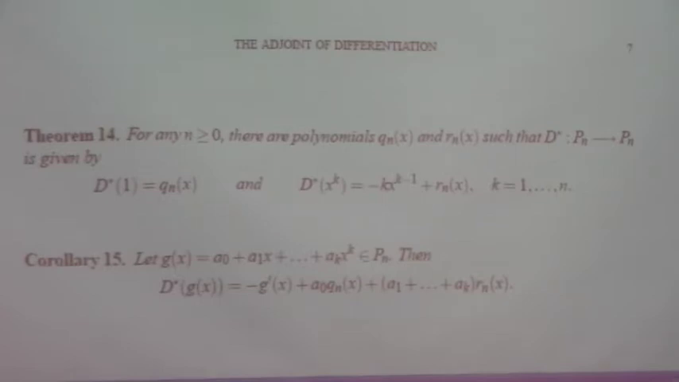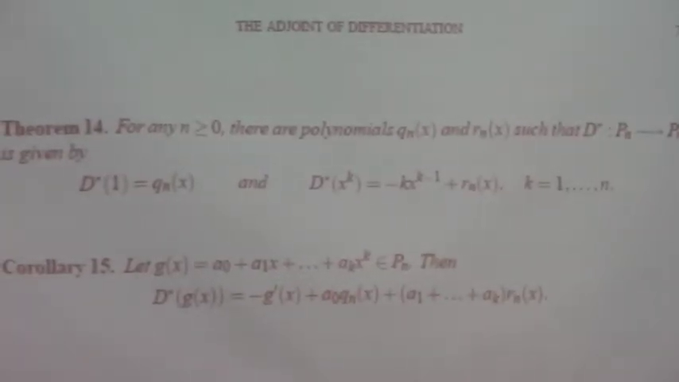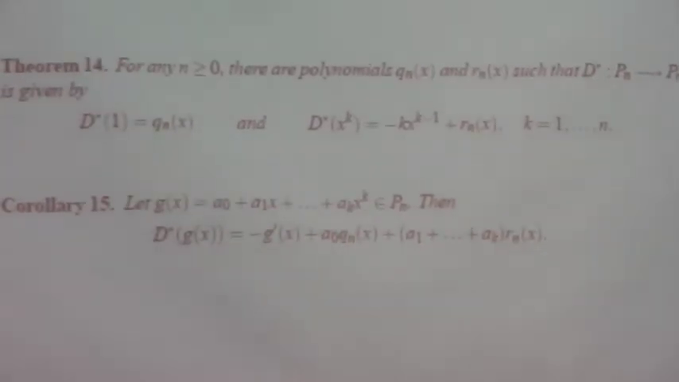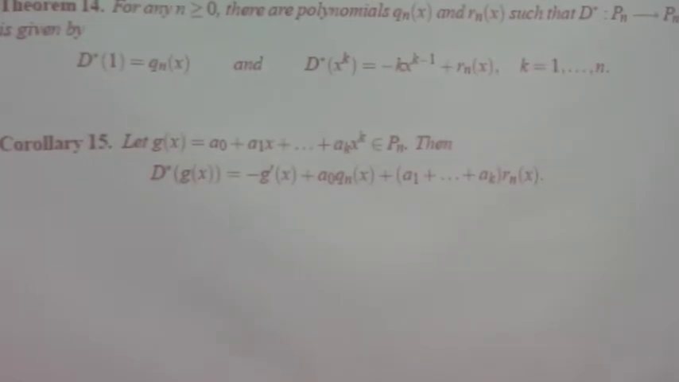Okay, so we have this theorem, but this theorem is only going to be a good theorem if we can actually figure out what the polynomials Qn of x and Rn of x are. So that's what we want to do next. We want to figure out what Qn of x and Rn of x are. And I'm going to concentrate on Rn of x. The ideas for Qn of x are the same, but I figured out Rn of x first, and I'll just tell you how to do that.